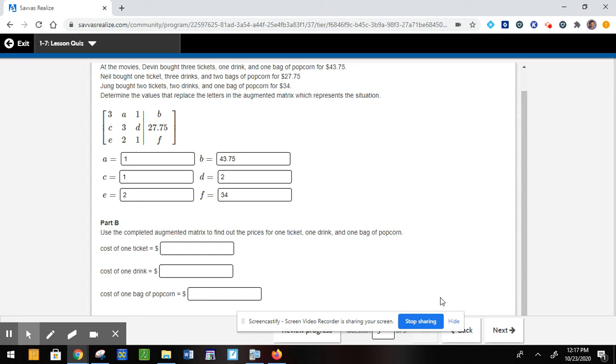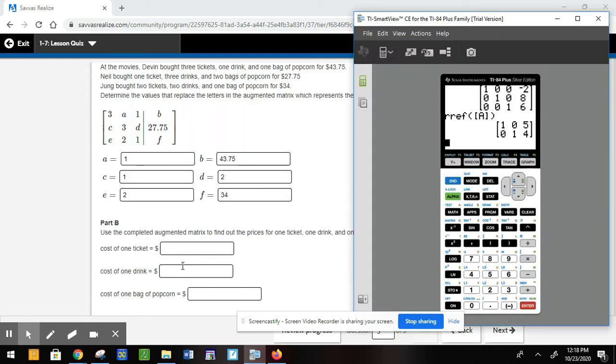And then to answer the question, again, we're just going to use the calculator to calculate that for us. So we'll do second matrix, go over to the edit column again. This is going to be a 3 by 4. And if I just read across the top, it should go 3, 1, 1, then 43.75.